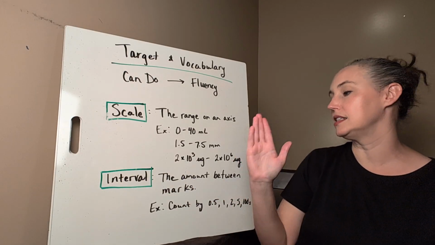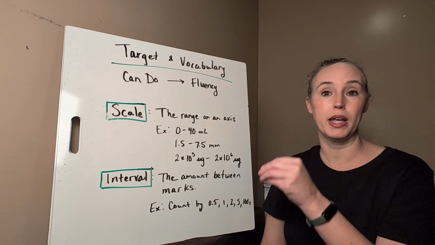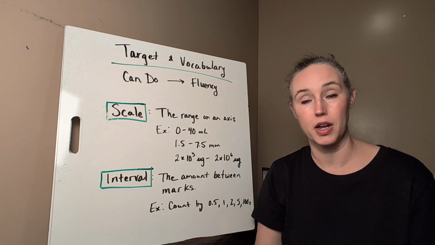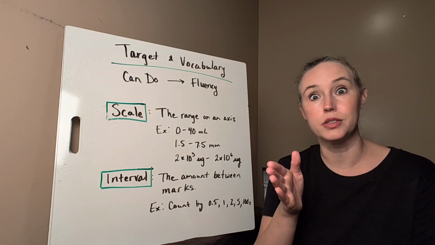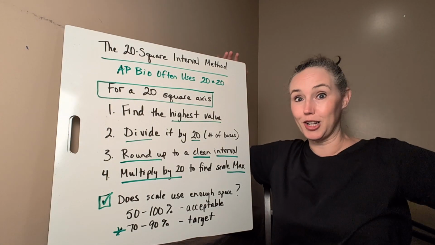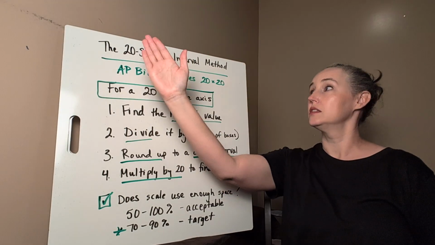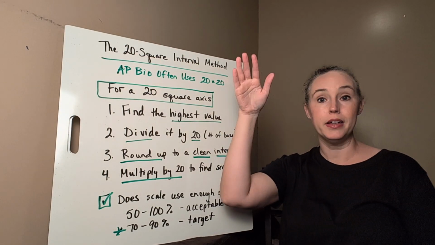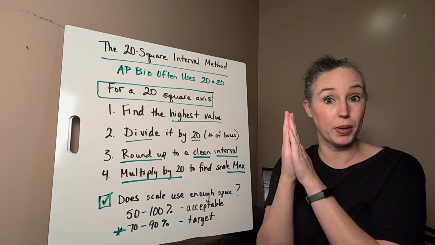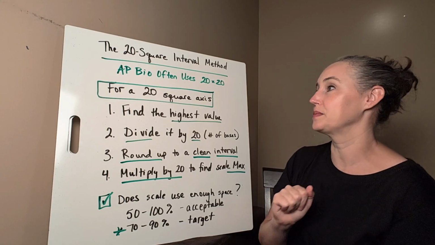The interval is the amount between marks. This is like the number we count by, whether that's 1s, 2s, 10s, 5s, 25s, 100s, whatever, or even 0.1s, 0.2s, 0.5s. Now that we've got that differentiated, let me show you the 20 square interval method, which will help you be able to pick your intervals quickly and easily for the AP Bio exam.